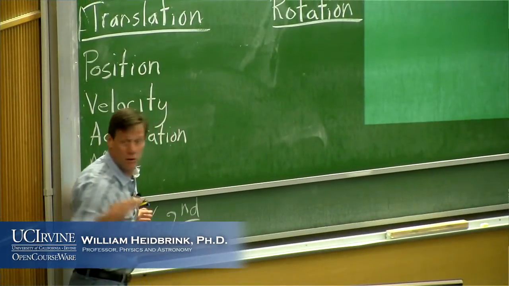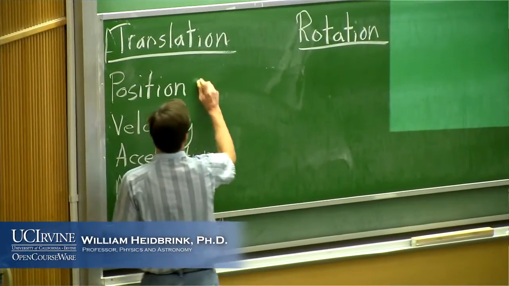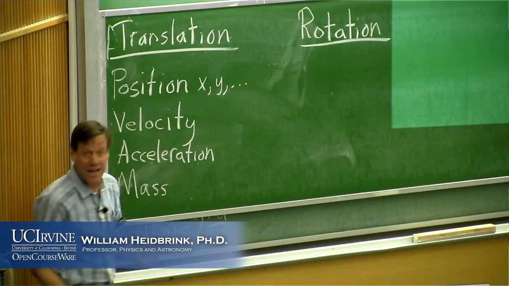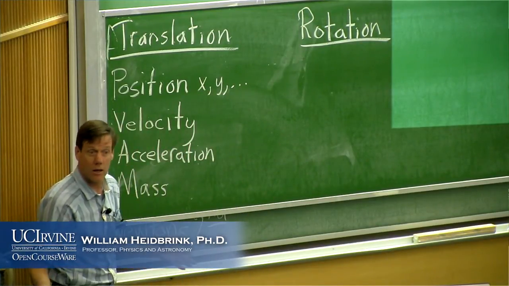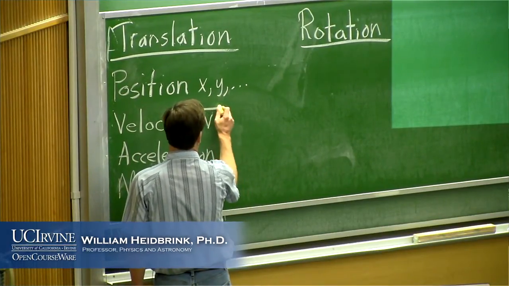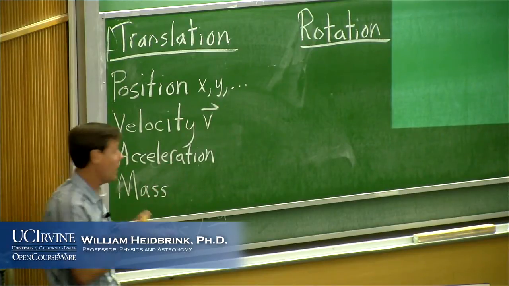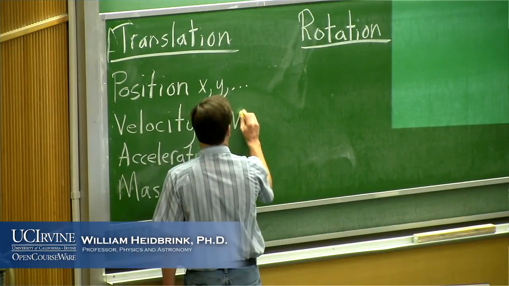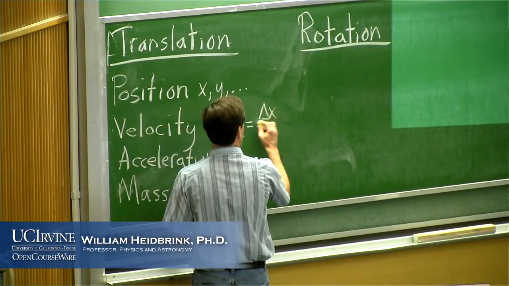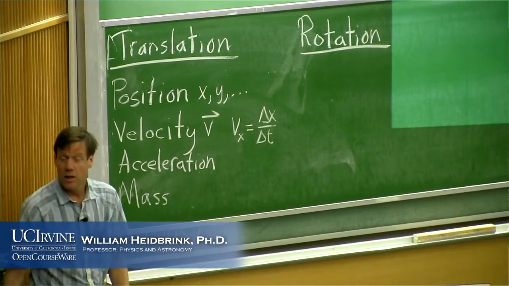So for position, what would be a typical symbol for position? X. And then we would have different directions, so we could have more than that. For velocity, the symbol is usually V. And you'll remember that position is a vector, velocity is a vector because it can have different directions. If you just choose one component of the velocity, it's related to the change in position in a certain amount of time, delta x over delta t.